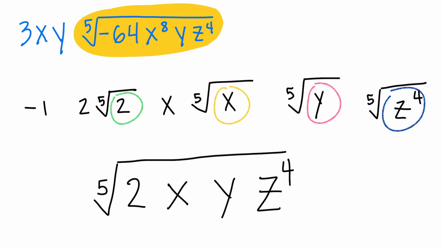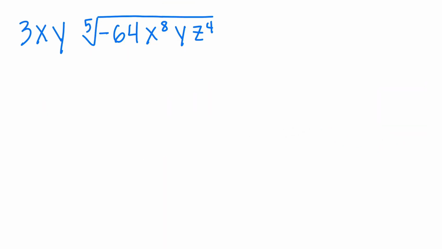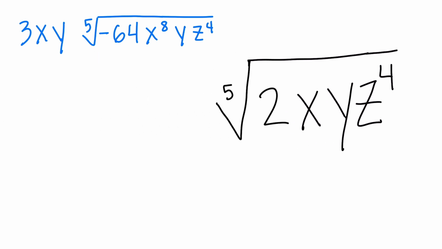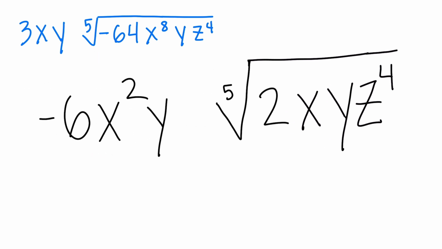Now for the insides, all you have to do is multiply them together: 2 times x cubed times y times z to the 4. And we have that over here. Then just combine the outsides and the insides together. So we have our inside, and this is our outside. And this is your final answer.